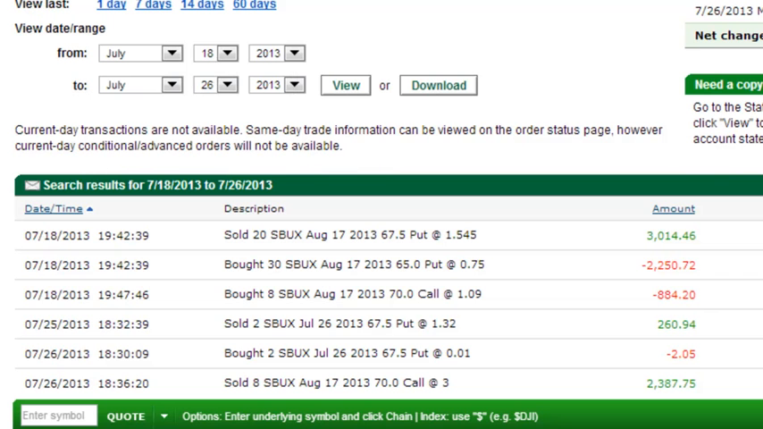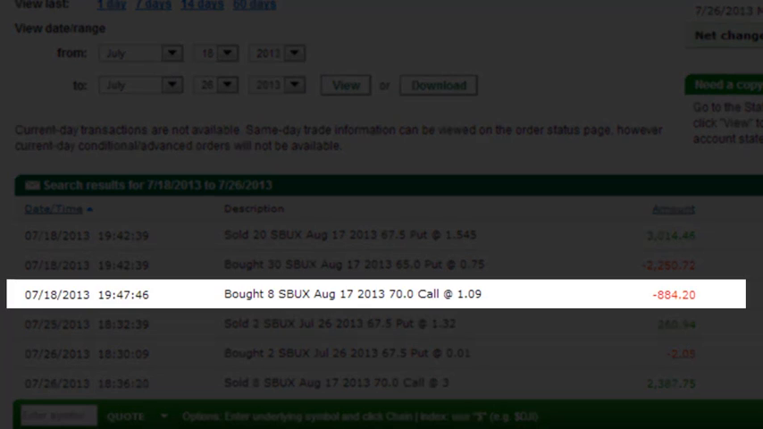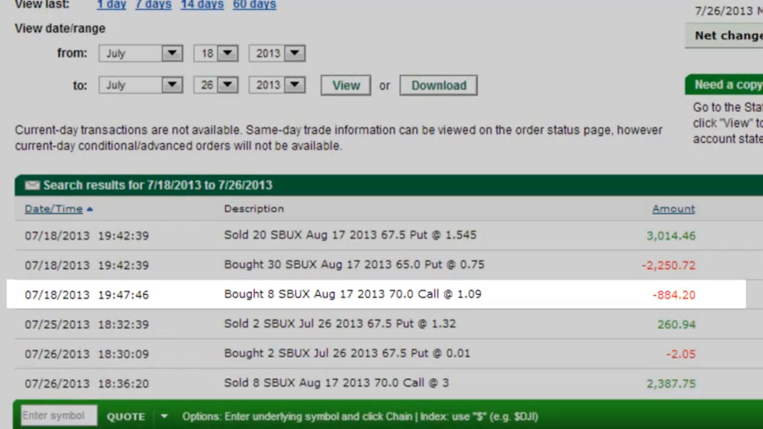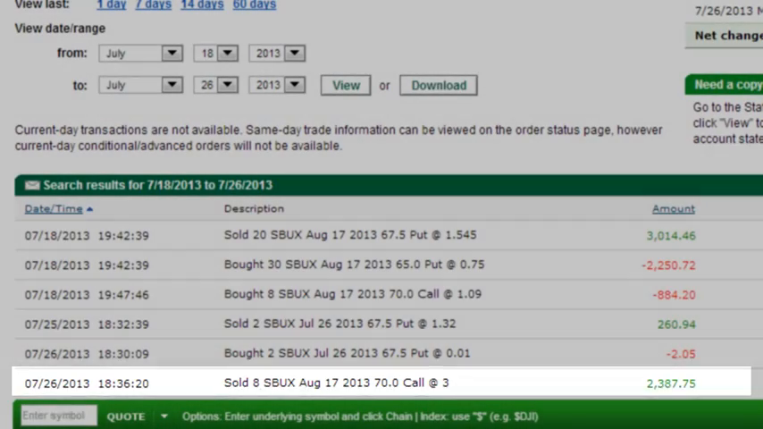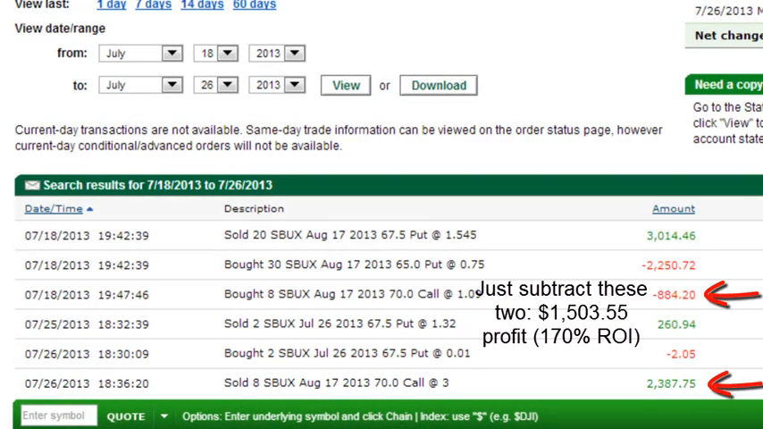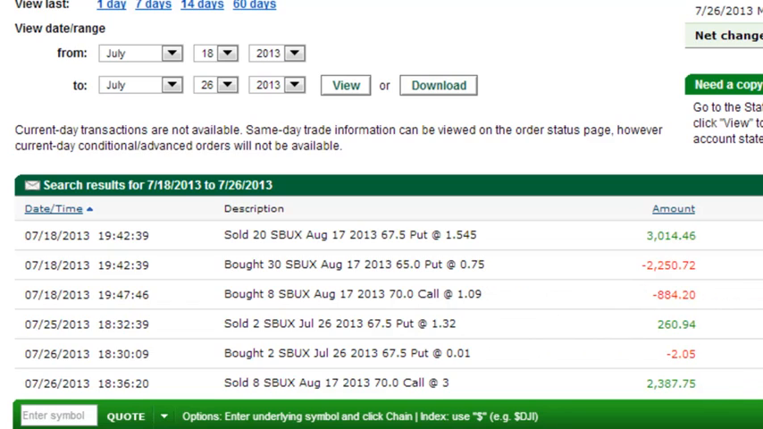So let's come here to my TD Ameritrade brokerage account and show you how this trade worked out. Here I bought 8 August 70 call options for a total cost of $804.20. And then I sold them roughly a week later for a total profit of $1,503.55, or 170% return on investment. So by buying option contracts instead of stock shares, your returns are essentially leveraged or enhanced, both in the positive as well as the negative direction.